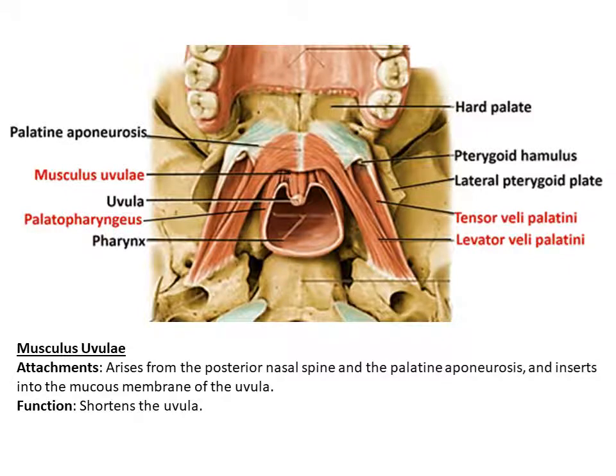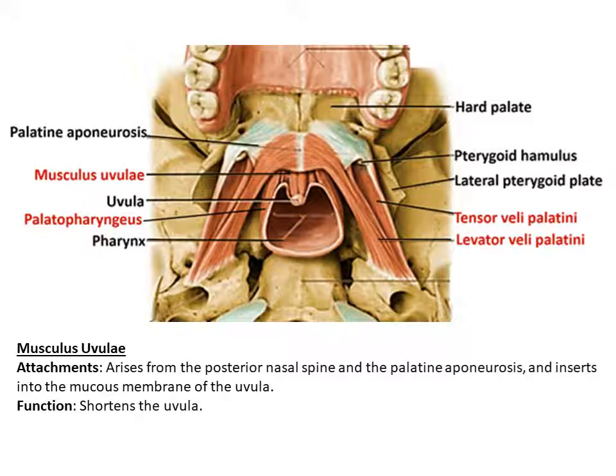And this is the fifth and final muscle, which is called musculus uvulae. It arises from the posterior nasal spine and the palatine aponeurosis and inserts into the mucous membrane of the uvula. So three of the muscles take origin from the palatine aponeurosis: the palatoglossus, palatopharyngeus, and musculus uvulae.